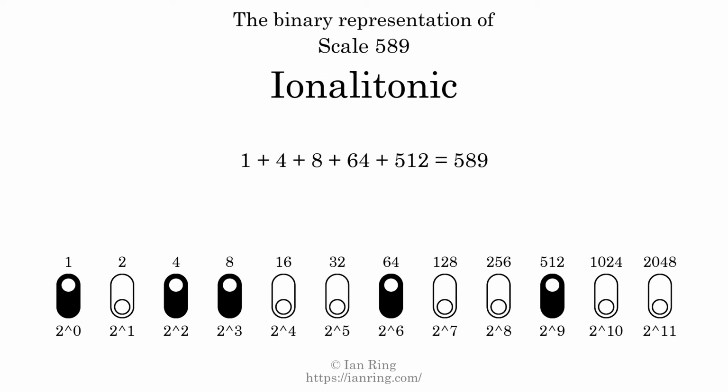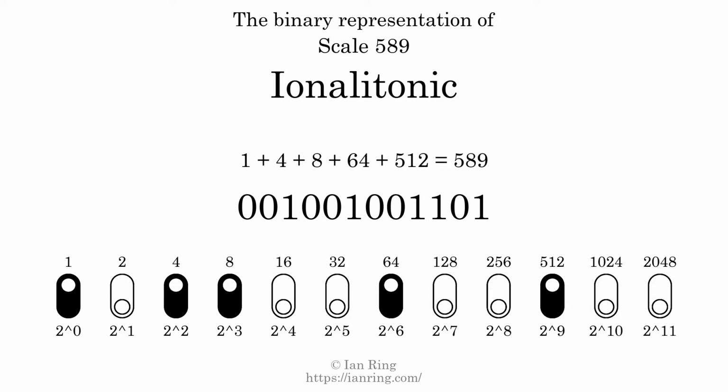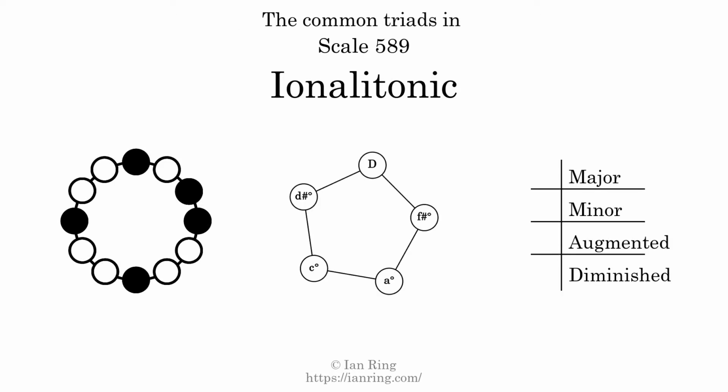The scale number not only enumerates the scale with a unique index, but it also literally describes the tonal content of the scale. Represented as a binary number in base 2, the scale number is 001001001101. Here are the common triads present in this scale.